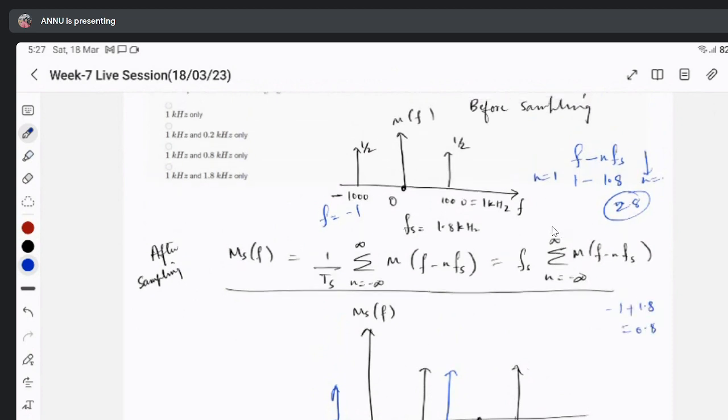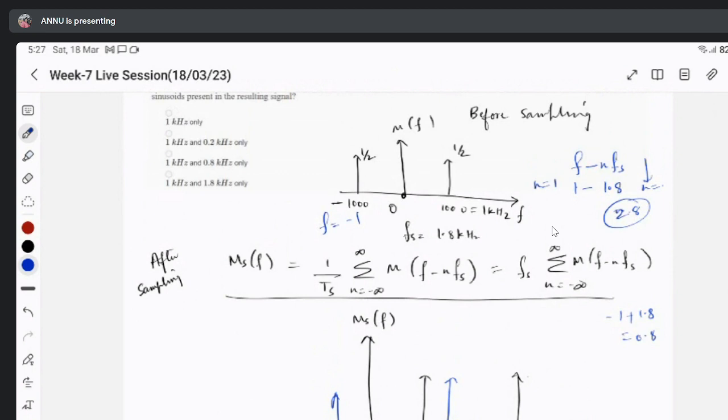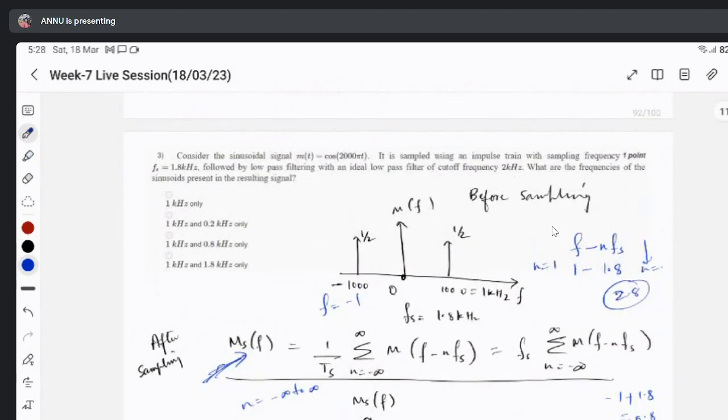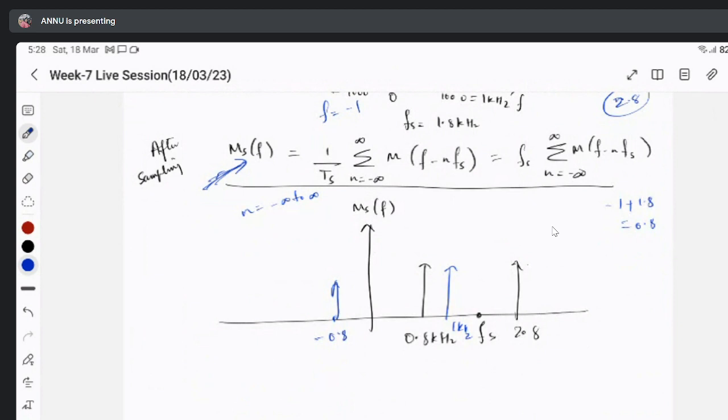Yes, ma'am. What I'm doing is shifting this Mf to this part. We are varying this n from minus infinity to plus infinity so that we can have filter values up to 2 kilohertz. So I'm not worrying about beyond 2 kilohertz. There will be some frequencies here also. So what could be the values within the filter up to 2 kilohertz? 2.8 is beyond that. So only these frequencies will pass: 0.8 and 1 kilohertz.